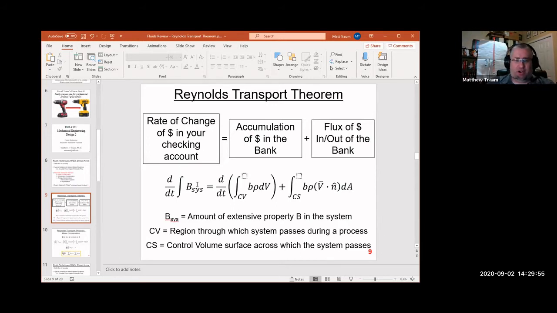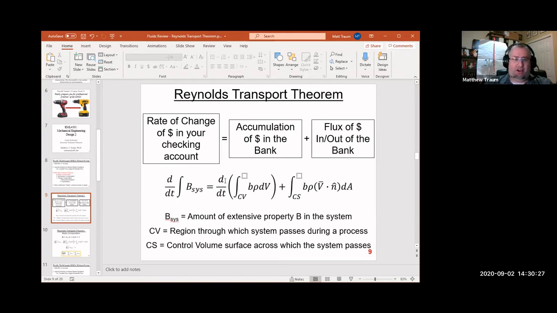So this first term on the left, the time derivative of B of the system, B, by the way, is some extensive property of the system. So something like the mass, the momentum, the energy, all of those are extensive properties. That term on the far left is like the rate of change of money in your individual checking account, right? So you define what the system is. It's your checking account, and that's the rate of change of money in your checking account, that term on the left.